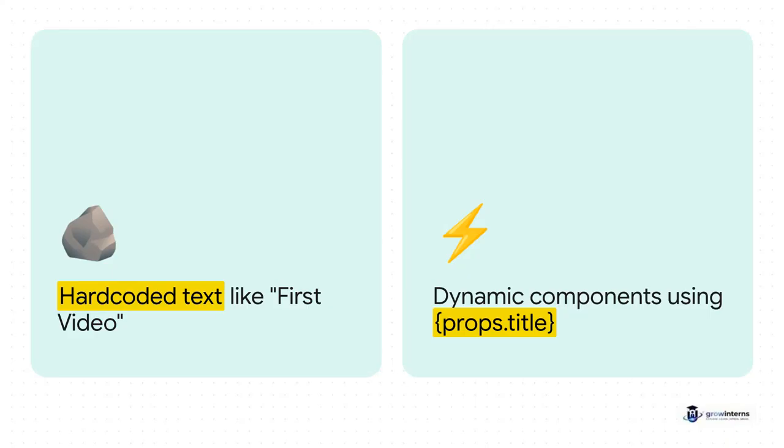Now, what's really interesting about this slide is how beautifully simple this transformation is. Over on the left, we've got a static component. The text first video is hard-coded in there. It's going to say first video forever. But on the right, just by injecting the title prop using JSX syntax, we instantly transform this static block into a dynamic, reusable piece of UI. Now, that exact same component can render 1,000 different video titles just by changing the prop it gets. It's a real game changer.